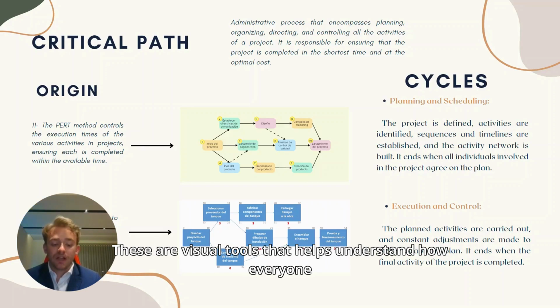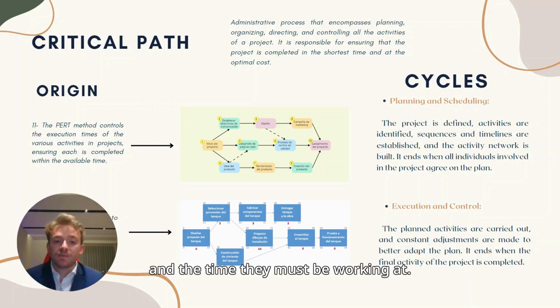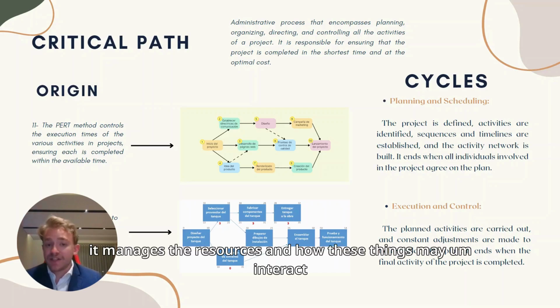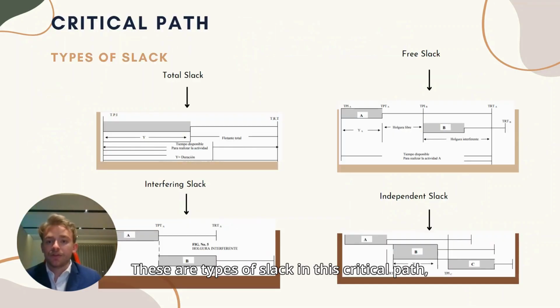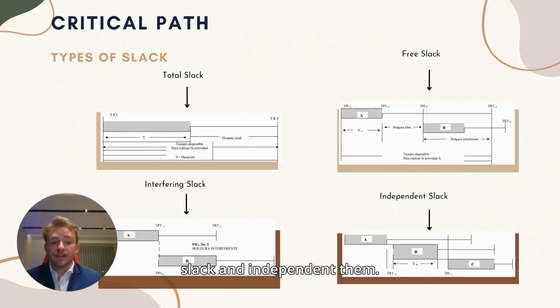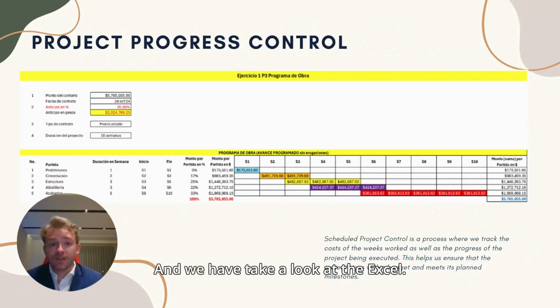These are visual tools that help understand how everyone must be working, with whom they must be working, and the time they must be working at. Also, it manages the resources and how these things may interact with one another, but they must not affect the other. These are the types of slack in this critical path: the total slack, the free slack, the interference slack, and the independent one. And we'll last take a look at the Excel.